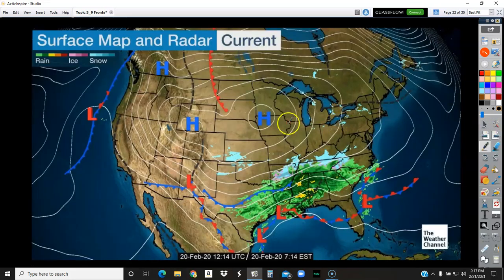I'm trying to see if this was a map from last year. You can see the date, February of last year, that I pulled off the Weather Channel. I'm just trying to see if there's an occluded front. I don't remember if there is. I know there's a cold front. Here's a cold front. Here's a warm front.